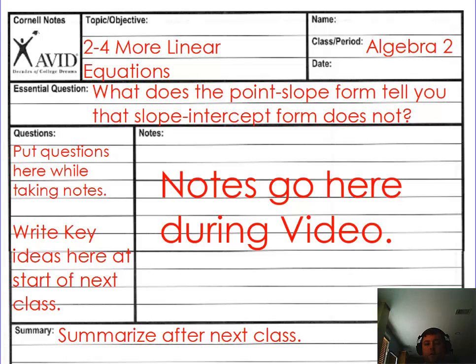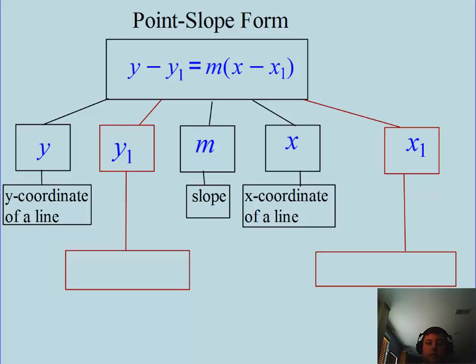Welcome, Algebra 2. This is section 2-4, more linear equations. The essential question is, what does the point-slope form tell you that the slope-intercept form does not? Let's begin. So we've got two new forms of a linear equation today.